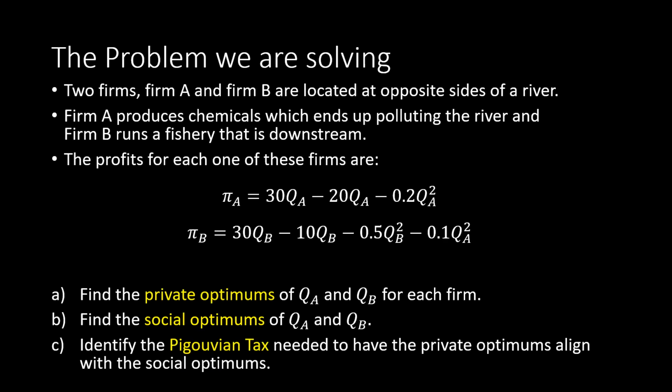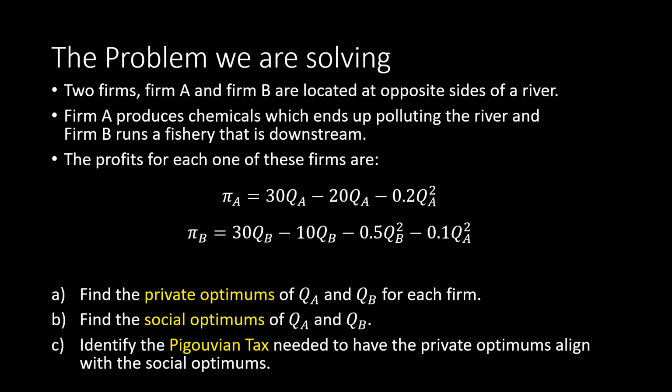Hello everybody, this is our first example where we are going to solve a case of production externalities in its entirety. Let's get started. So the problem that we're solving is going to be as follows. We have two firms, firm A and firm B, which are located at opposite sides of a river. Firm A produces chemicals, which ends up polluting the river, and firm B runs a fishery that is downstream.